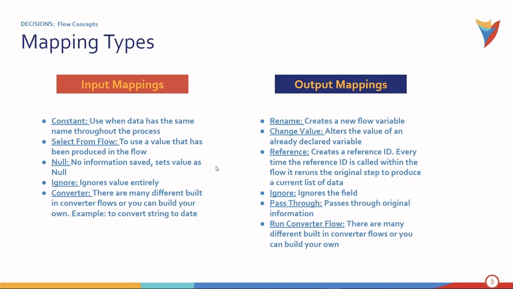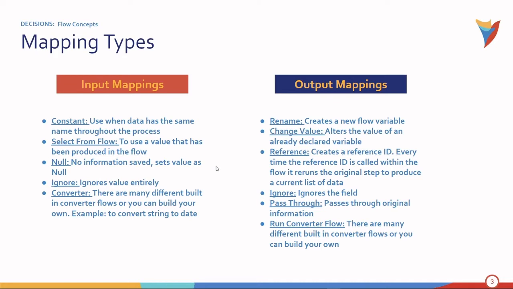Change value alters the value of an already declared variable. So maybe you already have declared a random number or a certain number earlier in your flow, maybe it's a salary, but later on in the flow, you want to save a new number or a new amount for that particular salary. Then you can use that change value option to alter that value.